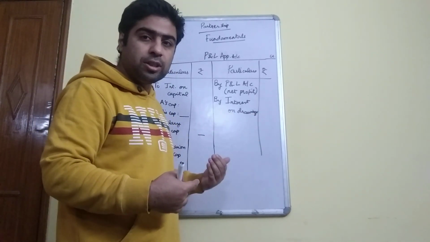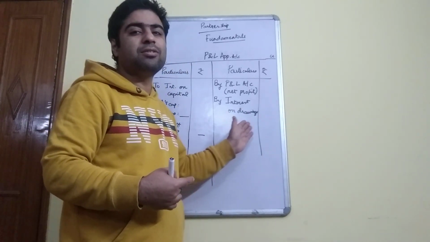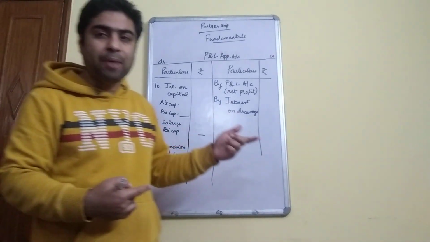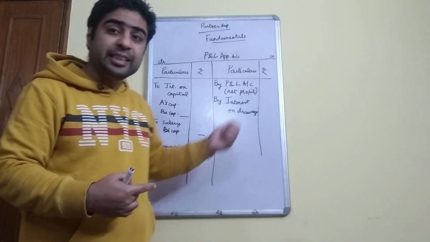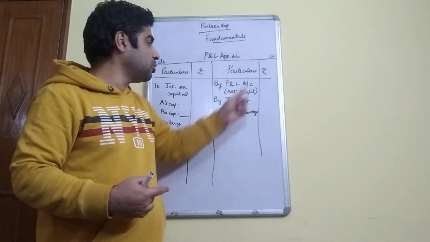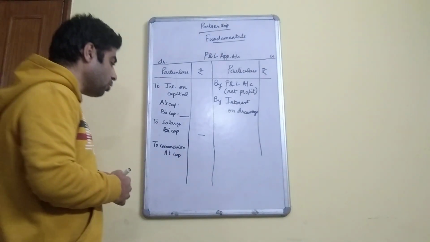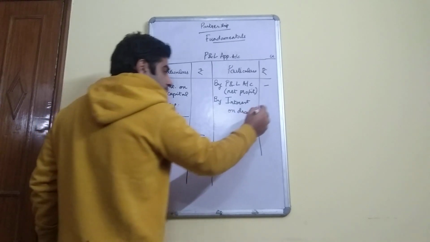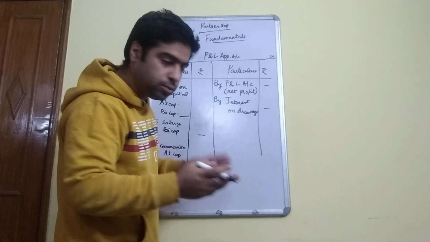So money withdrawn is drawings, and interest payable on the drawings is interest on drawings. This interest on drawings is being paid by the partner to the firm, so it is an income to the firm. That is why we will show it on the credit side of the P&L appropriation account. Here we will show the net profit of the firm. Here we will show the interest on drawings, which is to be paid by the partners to the firm.